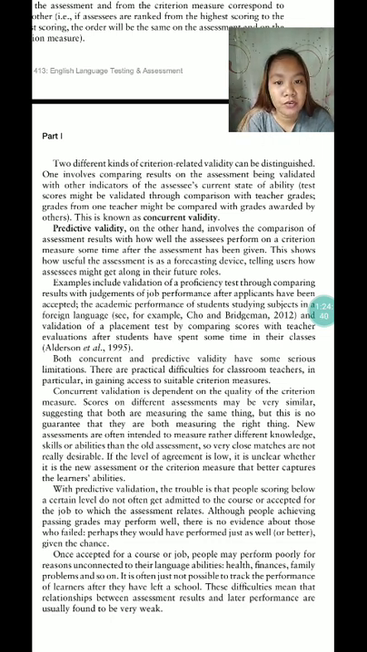Examples include validation of a proficiency test through comparing results with judgments of job performance after applicants have been accepted, or the academic performance of students studying subjects in a university, or validation of a placement test by comparing scores with teacher evaluation after students have spent some time in their classes. Both concurrent and predictive validity have some serious limitations. There are practical difficulties for classroom teachers in particular in gaining access to suitable criterion measures.